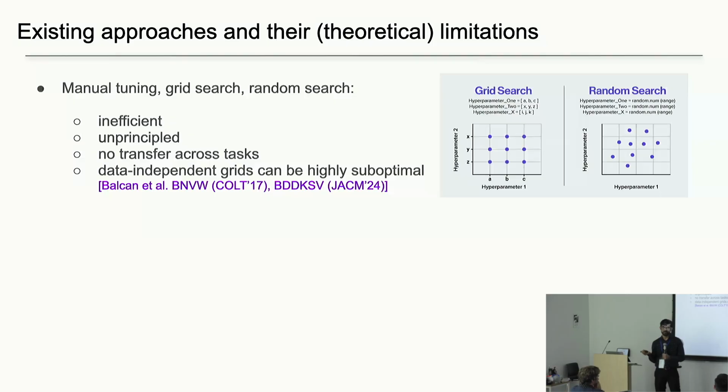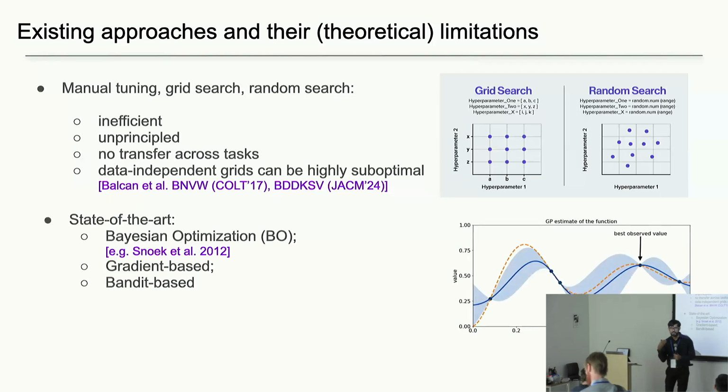So you want something smarter. There is no transfer across tasks because these methods are data independent. And recently there have been theoretical proofs that if you use a grid for specific tasks, including clustering and integer programming, then you will end up getting highly suboptimal values of hyperparameters. You can construct distributions and examples where this is the case.